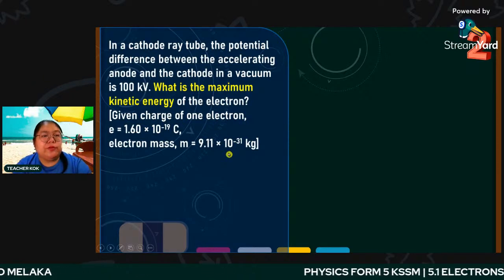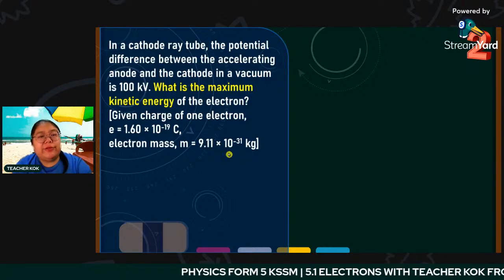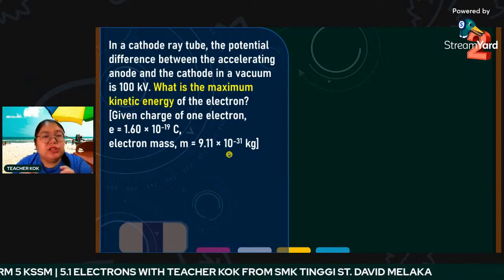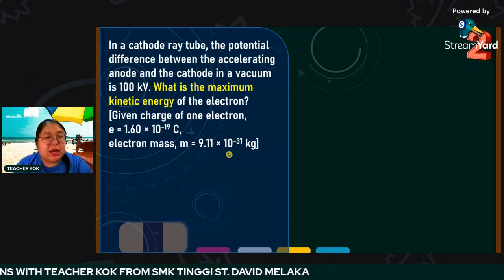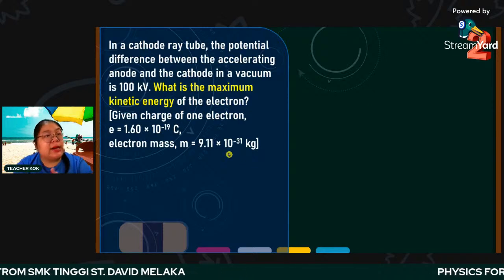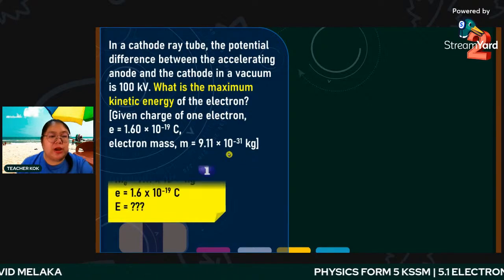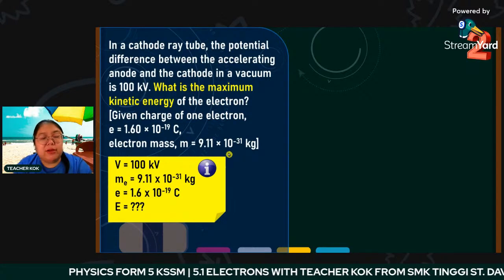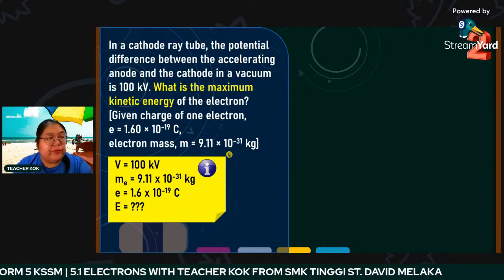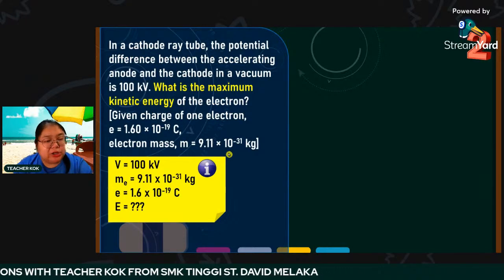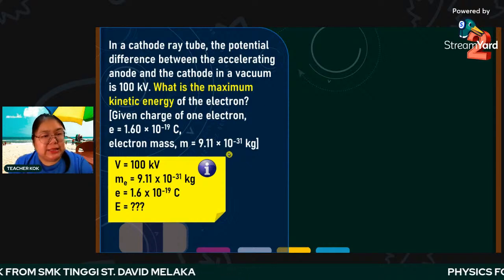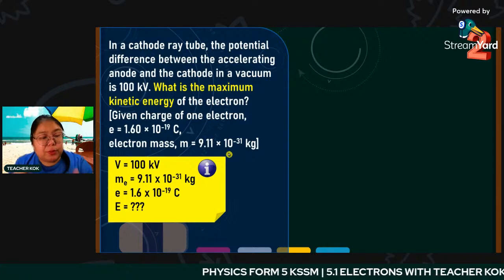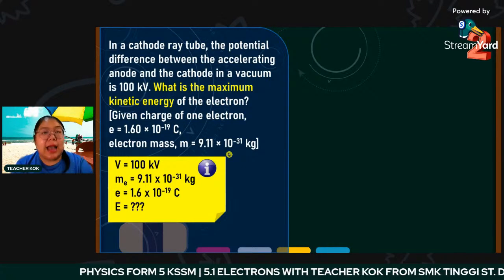So what you need to find is the kinetic energy. Here, actually, we cannot directly use half m v squared because we don't have the velocity. So we can use the electrical potential energy to replace the kinetic energy. So from here we write the info. For the potential difference, we have 100 kilovolt, so you need to convert kilo. Then the mass of the electron, then the charge of the electron. And the last one, you need to find E, the electrical potential energy. So now you assume the electrical potential energy equals the kinetic energy.